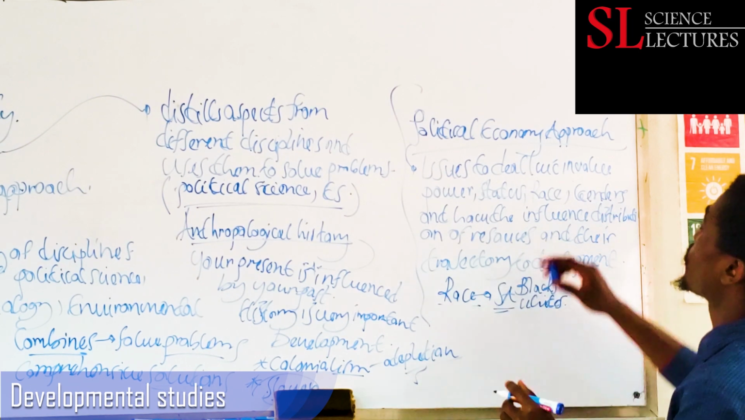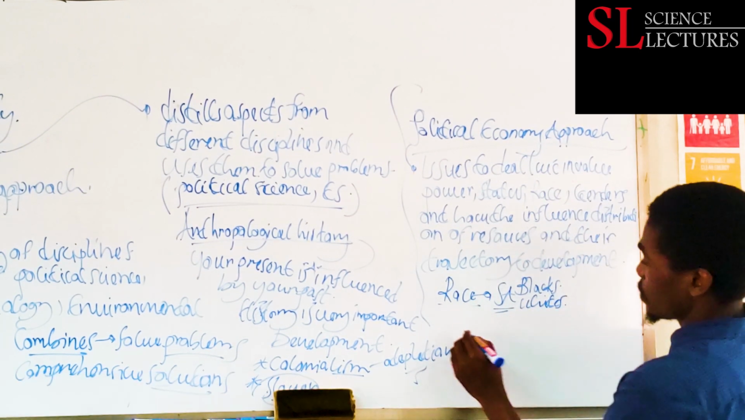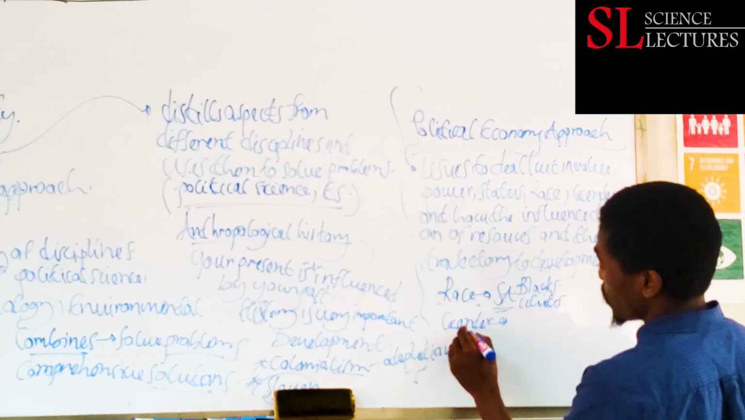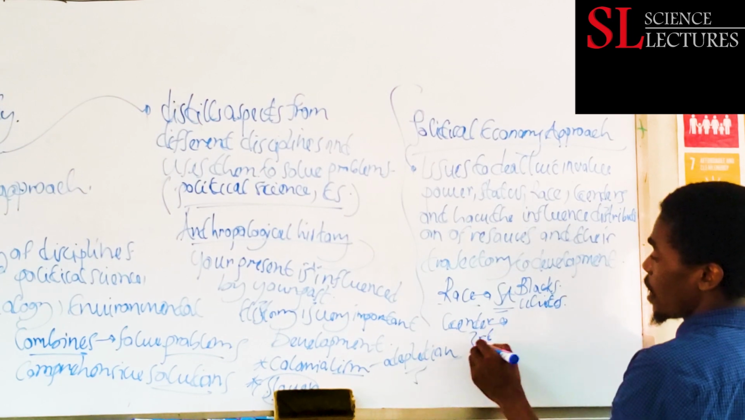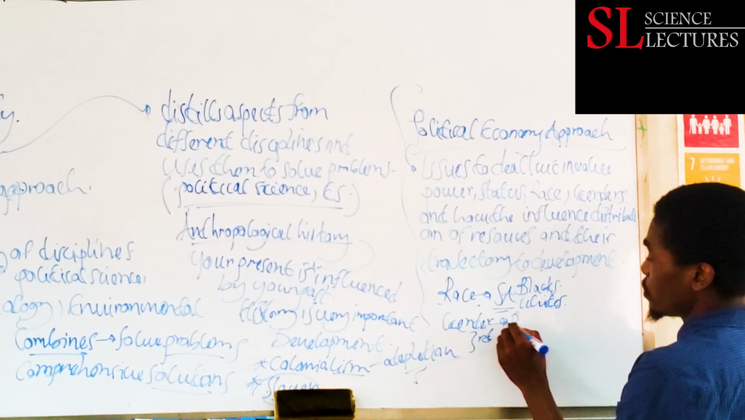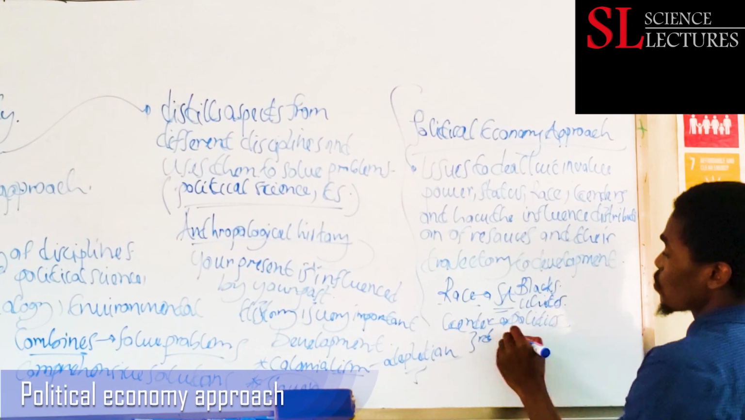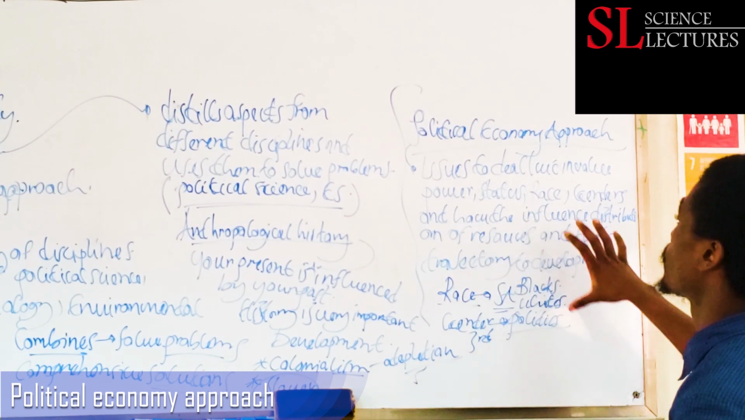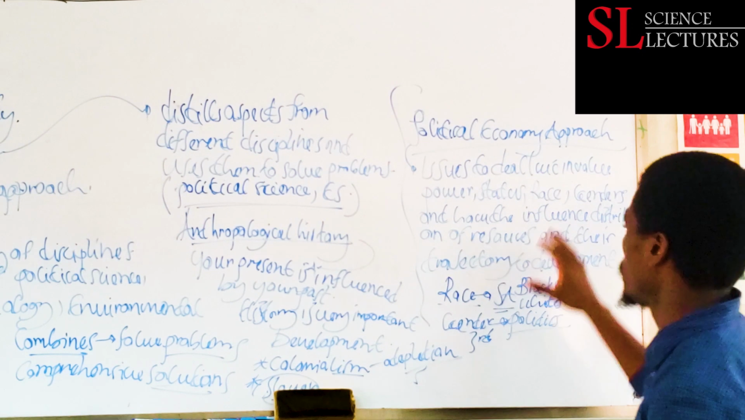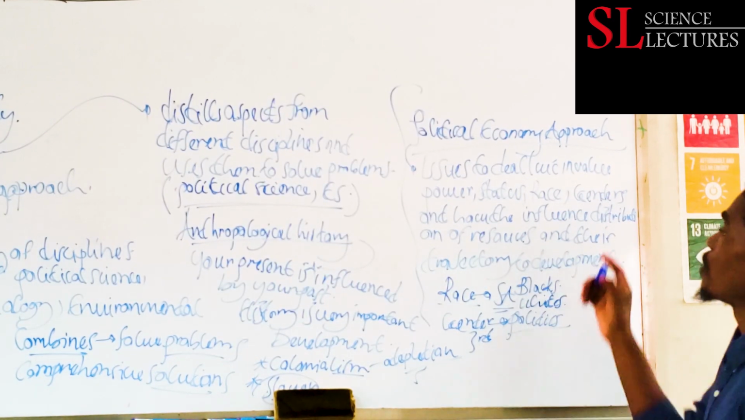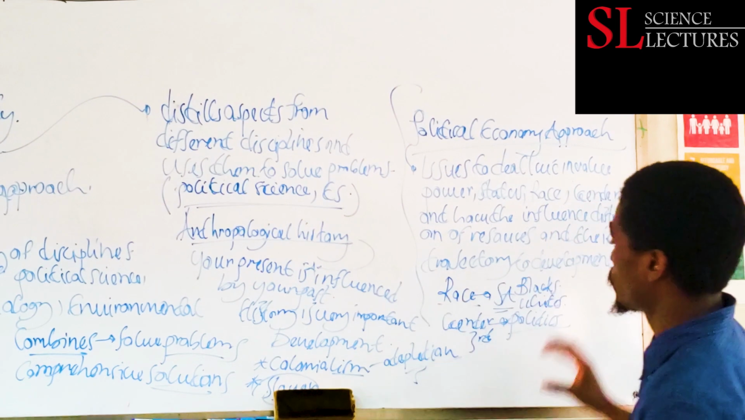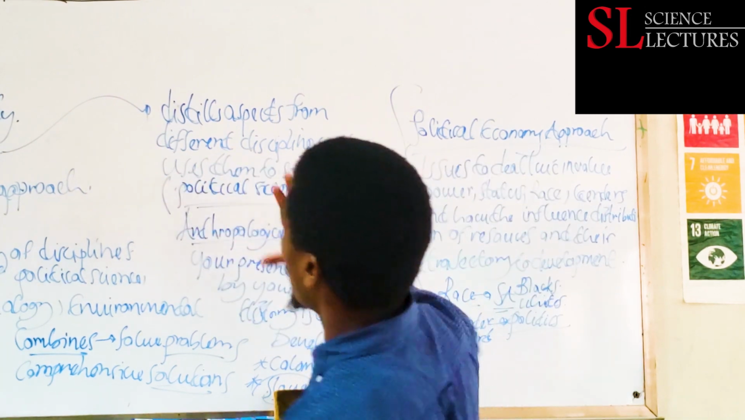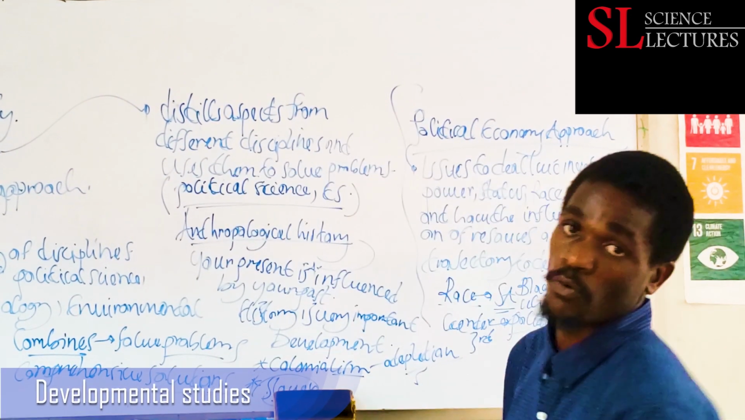So the political economy approach looks at development from such a perspective. If you look at gender, in some third world countries ladies are not given the right to engage in politics. This is also something that can be addressed in the political economy approach, because it deals with issues of power, status, race, gender, and how they influence distribution of resources and their trajectory towards what we call development.